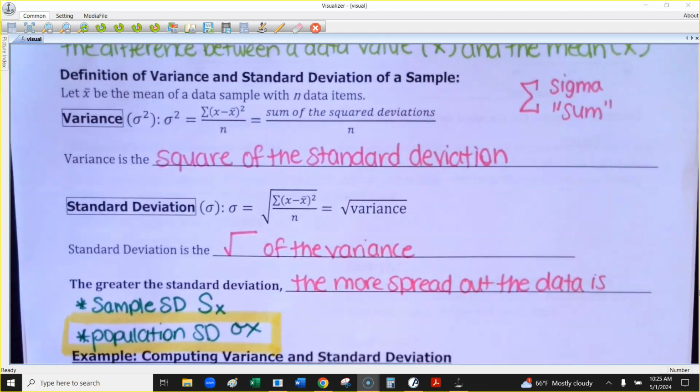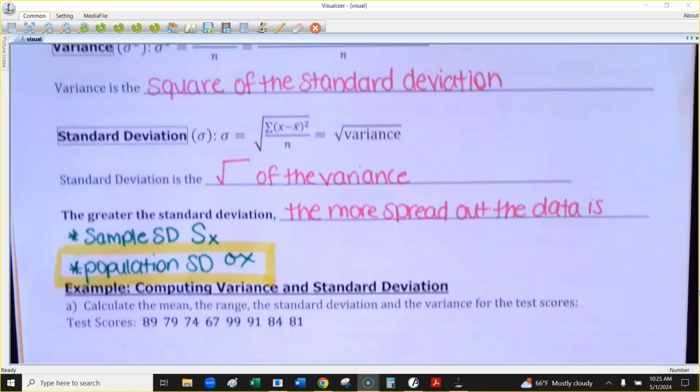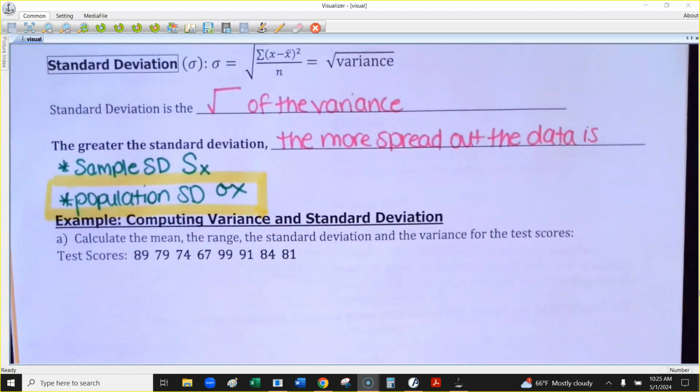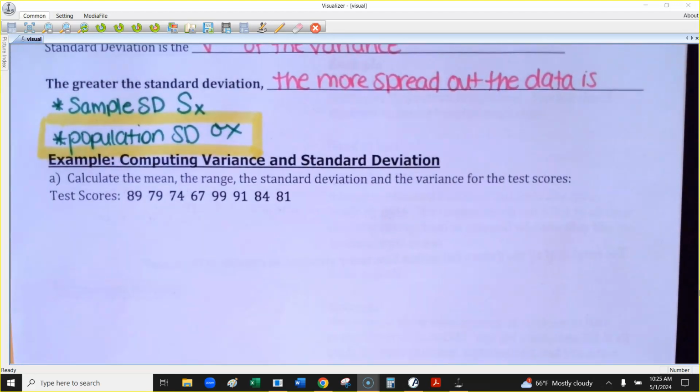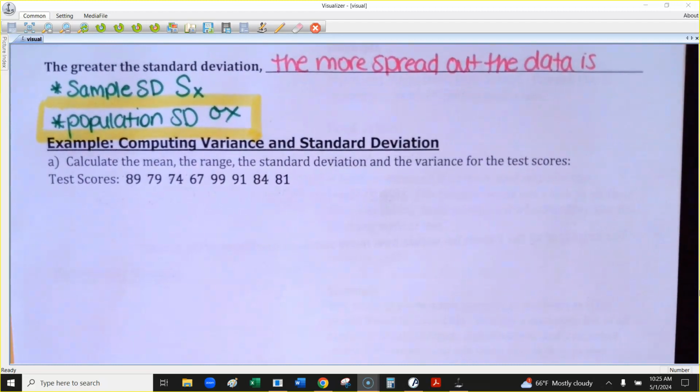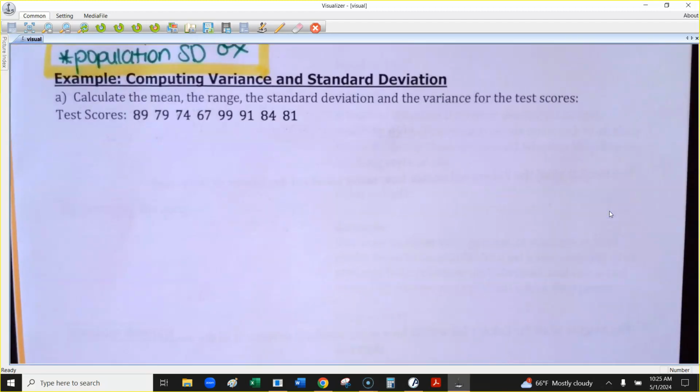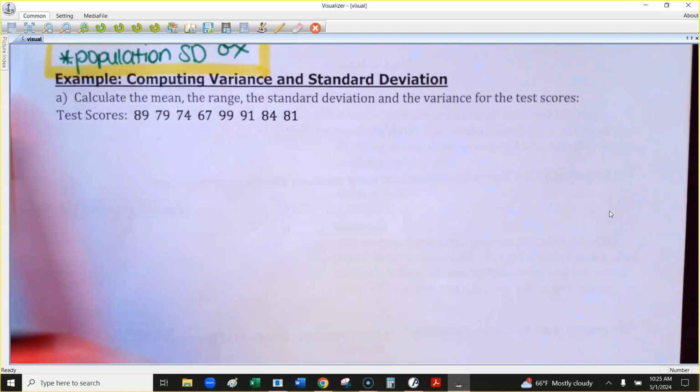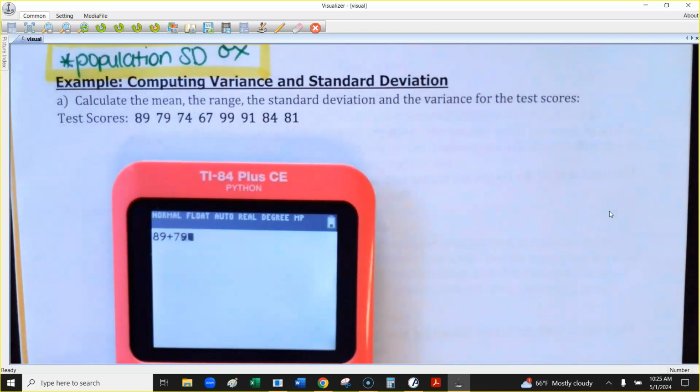Okay, I'm sure I just made that sound super complicated, but we're actually just going to find the standard deviation and the variance for this little data set. You don't have to put them in order from least to greatest. I just got a list of tests here. The first thing I'm going to do is find the average, because you need to know the mean to do the standard deviation and the variance. To find the deviations, you need the mean. So I'm literally just going to do this by hand. I got 89, 79, 74, 67, 99, 91, 84, and 81.